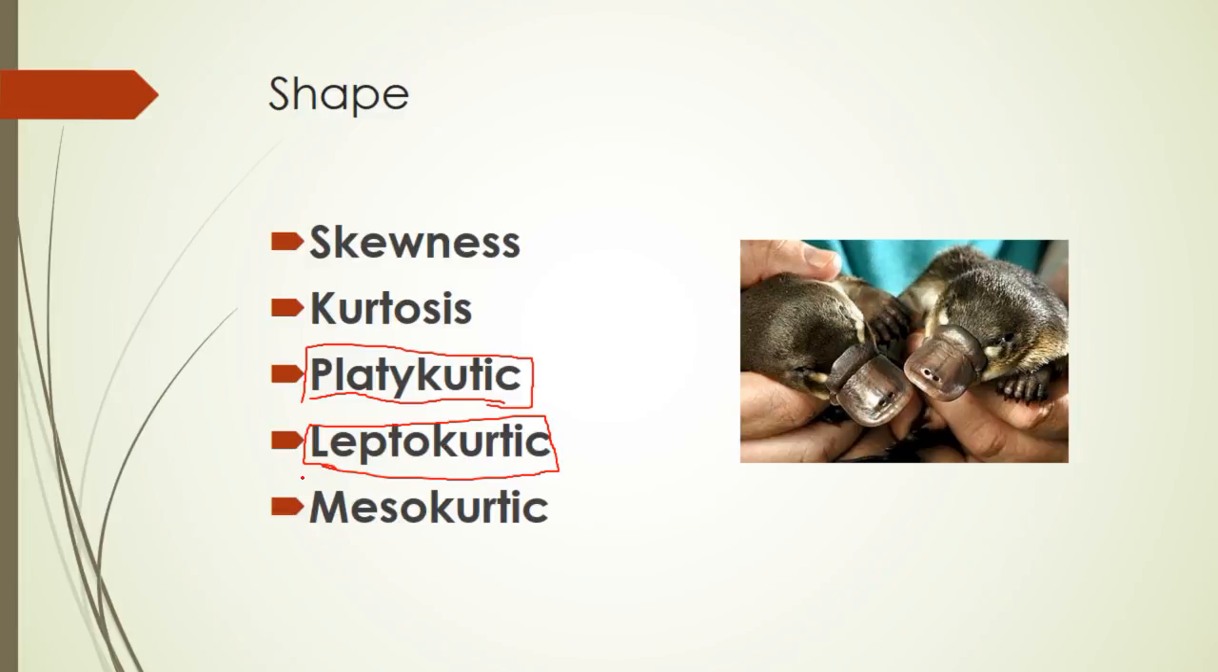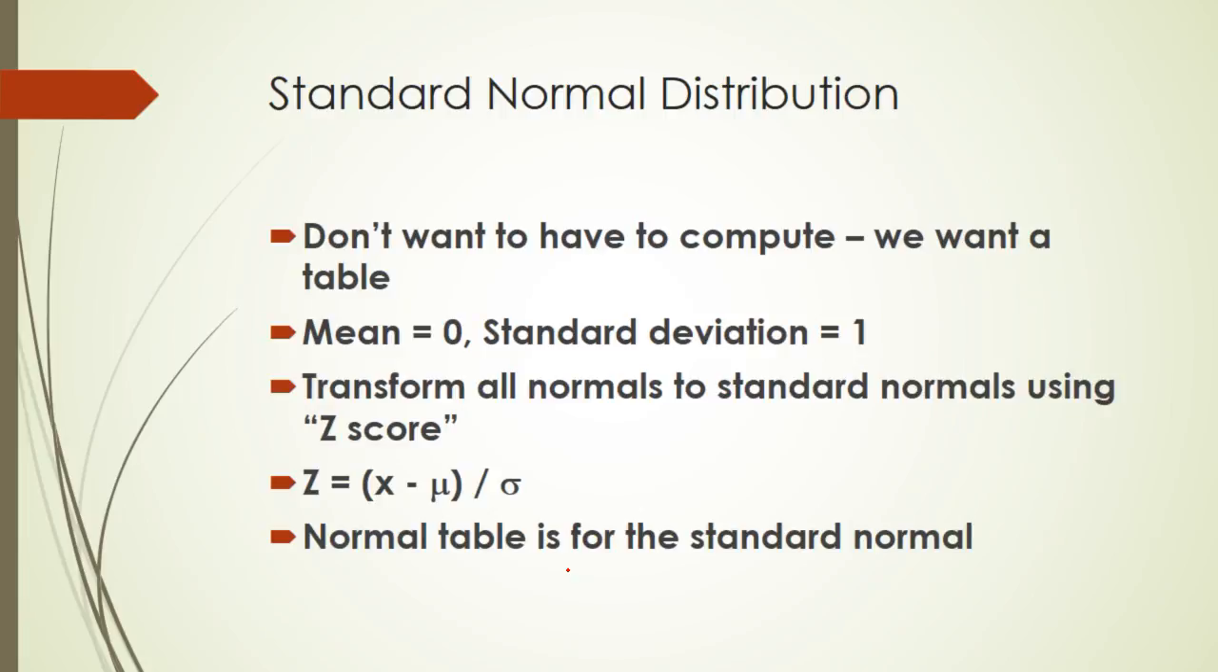And then if it's just right, it's mesokurtic. So it's kind of Goldilocks. The first bowl was too flat. The second bowl was too peaked. But the third bowl was just right. So mesokurtic is the normal distribution. Okay? All right.